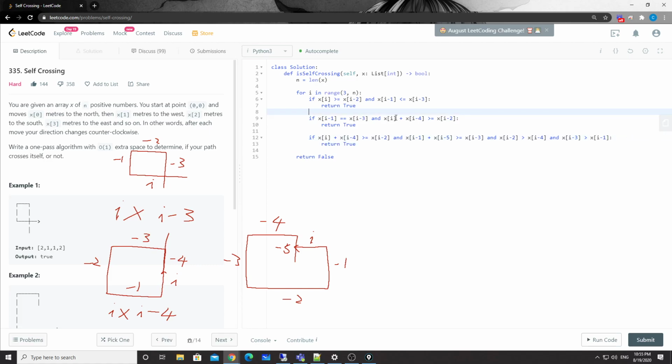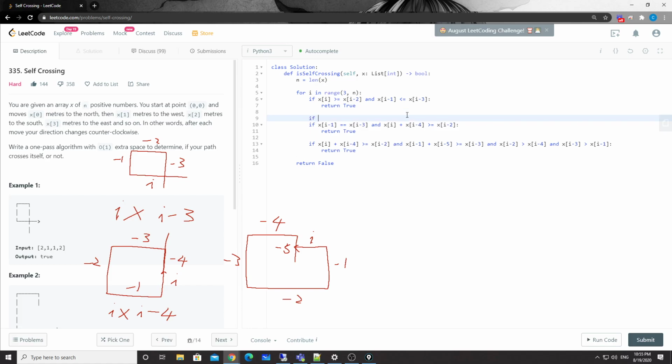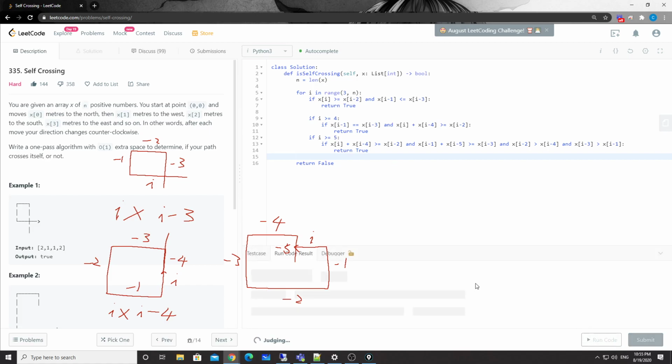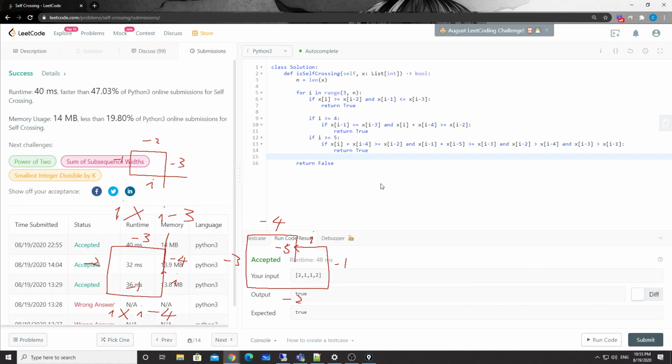Oh, one more thing here. Since we have I minus 4 here, we need to add this: if I is greater than 4, then we do this. Otherwise, we'll have an index exception here. Same thing for this, greater than 5, then we do this. I think that's pretty much it. Let's try to run the code. Okay, the test cases pass, submit.